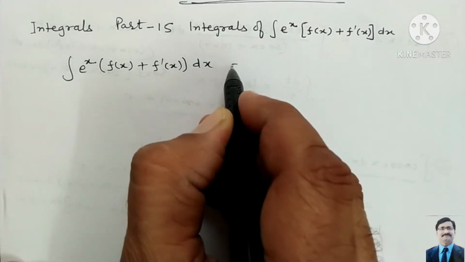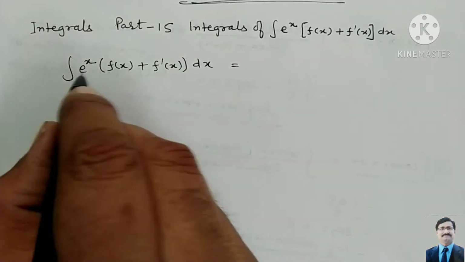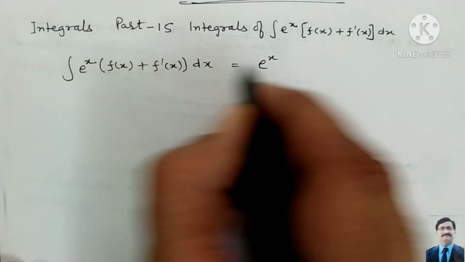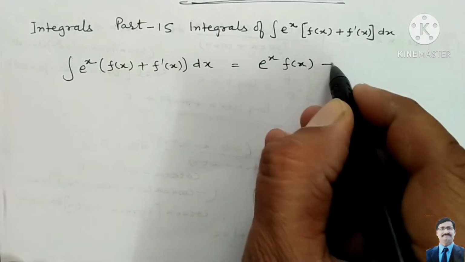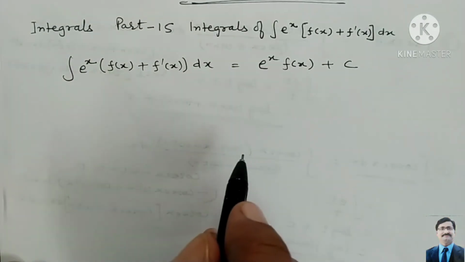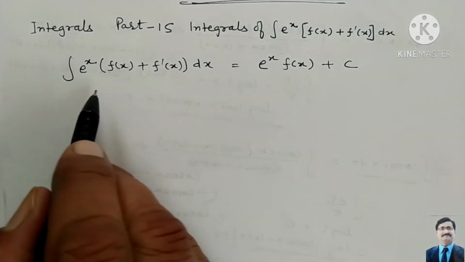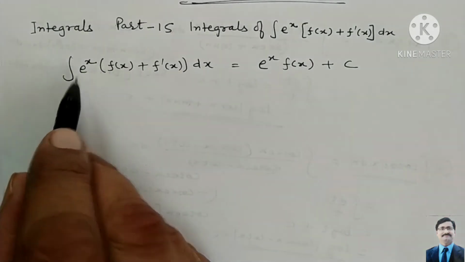Look here, for these you write the direct answer. The direct answer is e^x and we write f(x) as it is, plus c. This is our answer. Okay. And look here how we will use this.